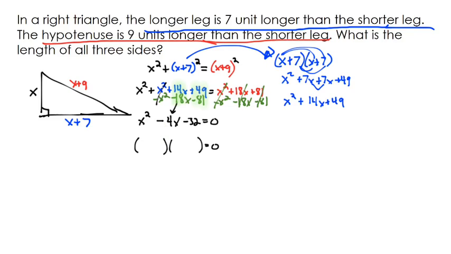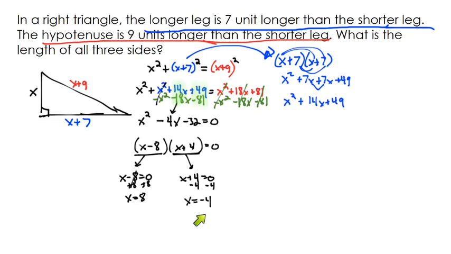Factors of negative 32 that add up to negative 4. It's going to be x minus 8 and x plus 4. From here we can use the zero product property. If this times this is 0, the only way to have that would be if either this factor was 0 or this factor was 0. So if I solve this factor, I get that x is 8, and I could solve this factor and get that x is negative 4.